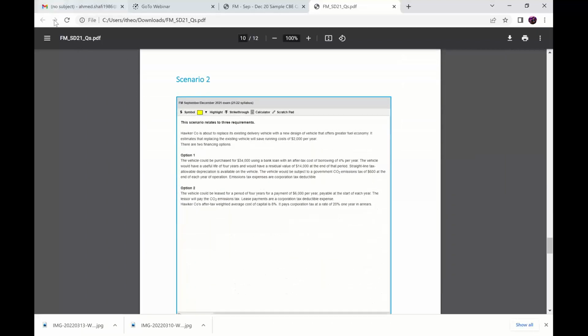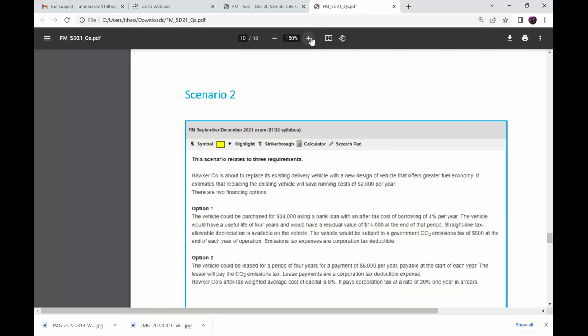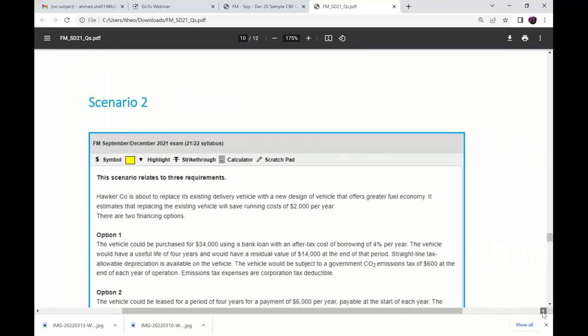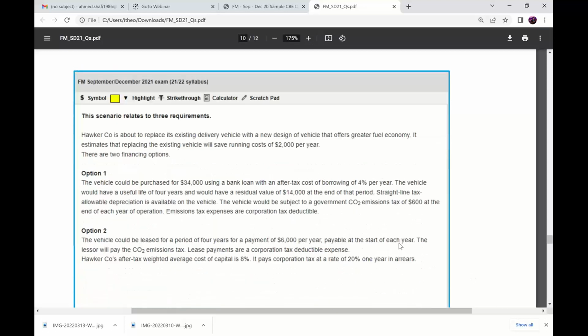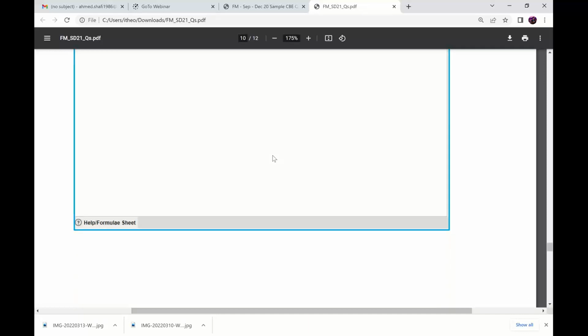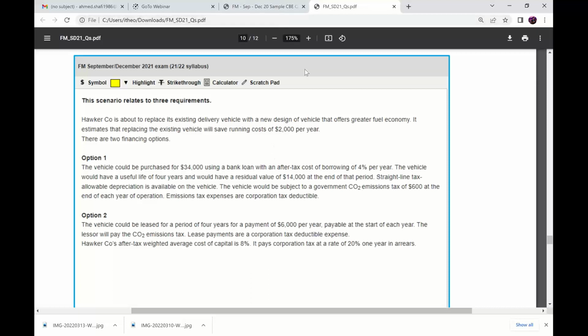Since we are doing investment appraisal, this is the question, Hawker Company. I will show it on the screen as well, and you can also see it from the handout which you have, September, December 2021 question. Okay, so I'm reading this question. Please pay attention.